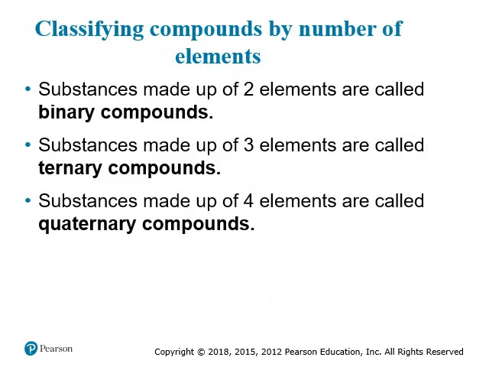Now we can classify compounds based on the number of elements that it takes to make up the compound. Substances that are made up of 2 elements are called binary compounds. Substances that are made up of 3 elements are called ternary compounds. Substances that are made up of 4 elements are called quaternary compounds. And we could go on and on, but I choose not to.